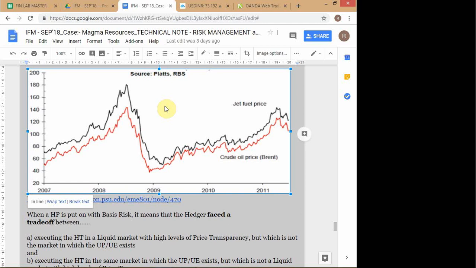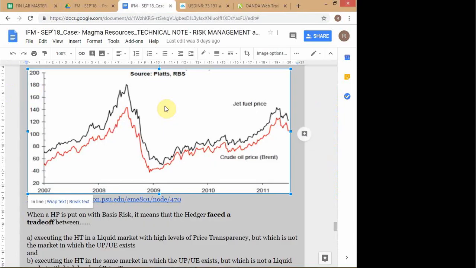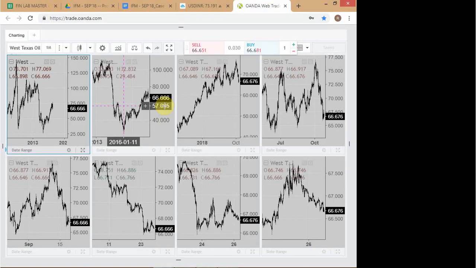Now comes the question of hedging. Many airlines, you'll see, have a very active hedging program. What are they going to do in the case of hedging? What they're going to do is this. They are looking at this crude oil price, and they're taking a view on it.